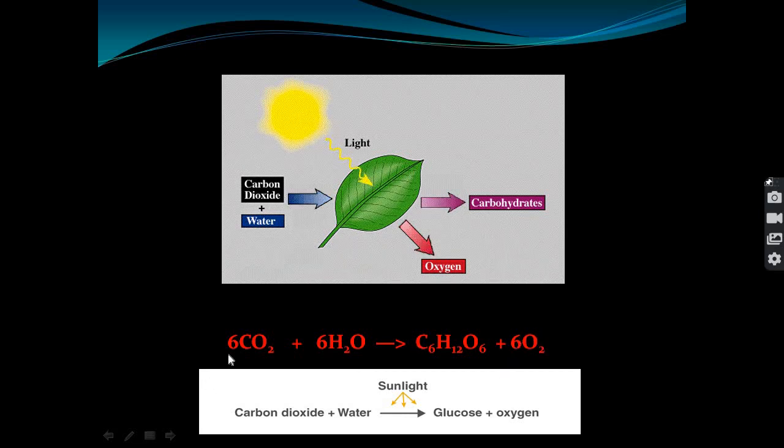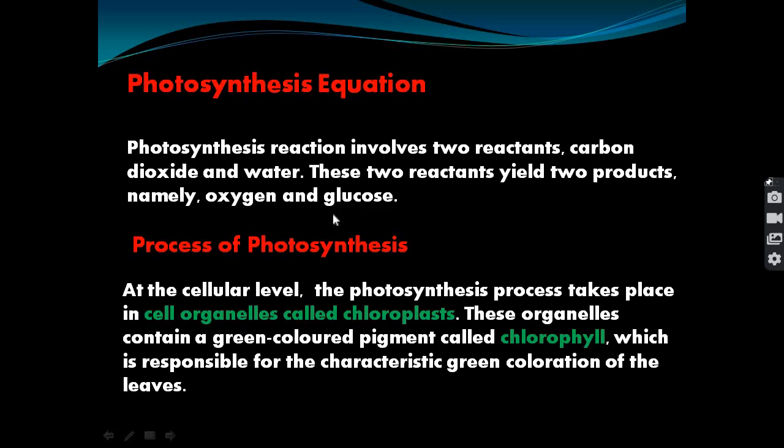Photosynthesis can also be defined as when two inorganic molecules, here carbon dioxide and water, react together in the presence of sunlight and chlorophyll to give us glucose, and oxygen will be liberated. So this is all about the equation: two reactants, carbon dioxide and water, react to give us two products, namely oxygen and glucose.